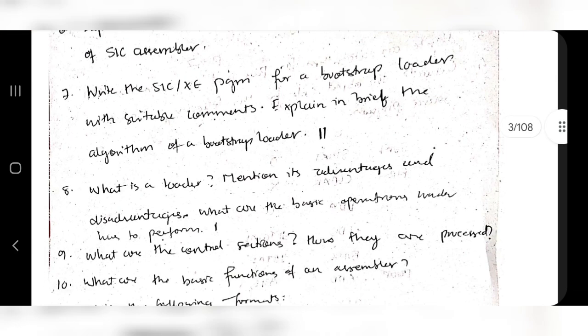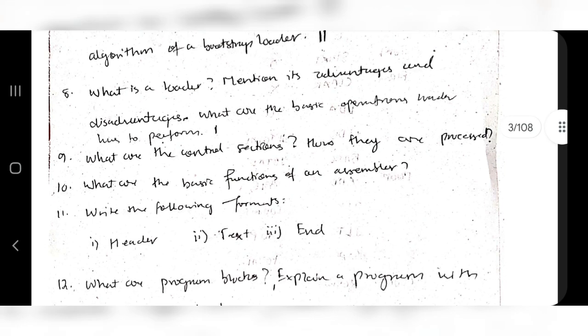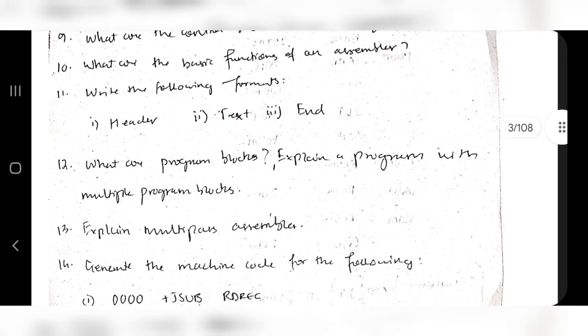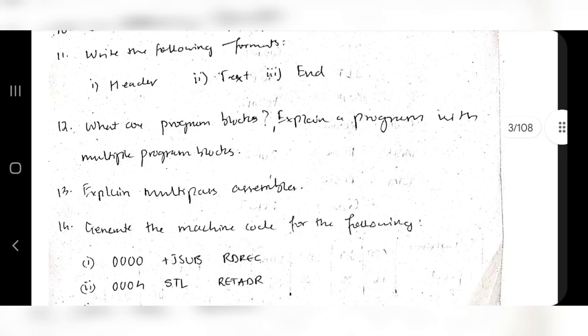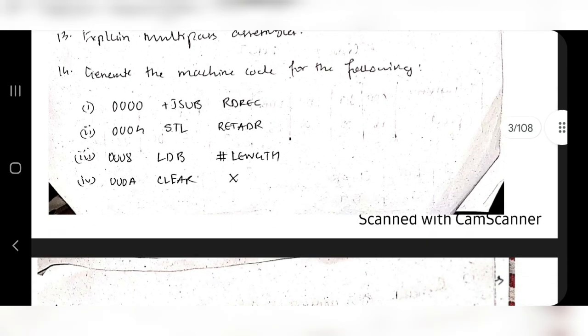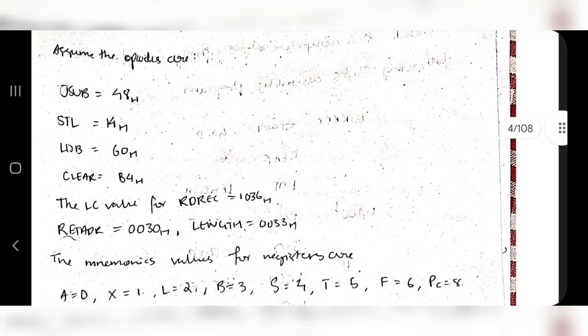The next important question is from the last topic, the bootstrap loader. There is an algorithm for it. The next ones are from the remaining topics which I have not talked about. This is another type of question: generate the machine code. Here also these things will be given and you will be supposed to write a code. To write a code, you will need to be very thorough with the basic concepts. That's why I'm telling you, listen carefully.